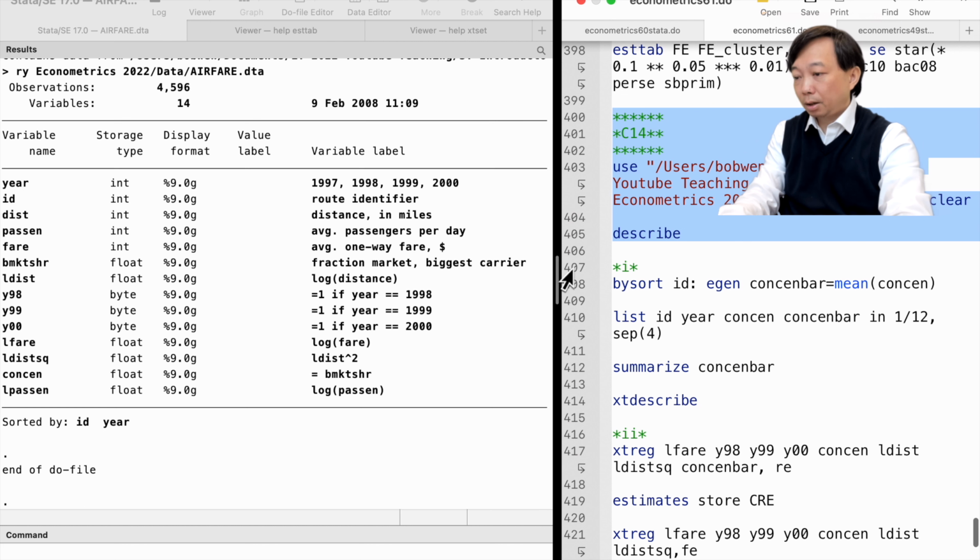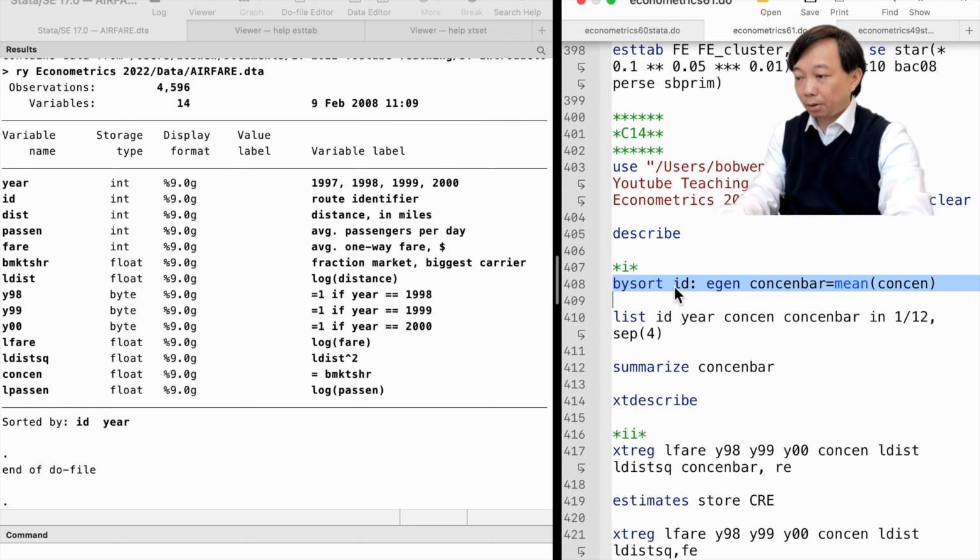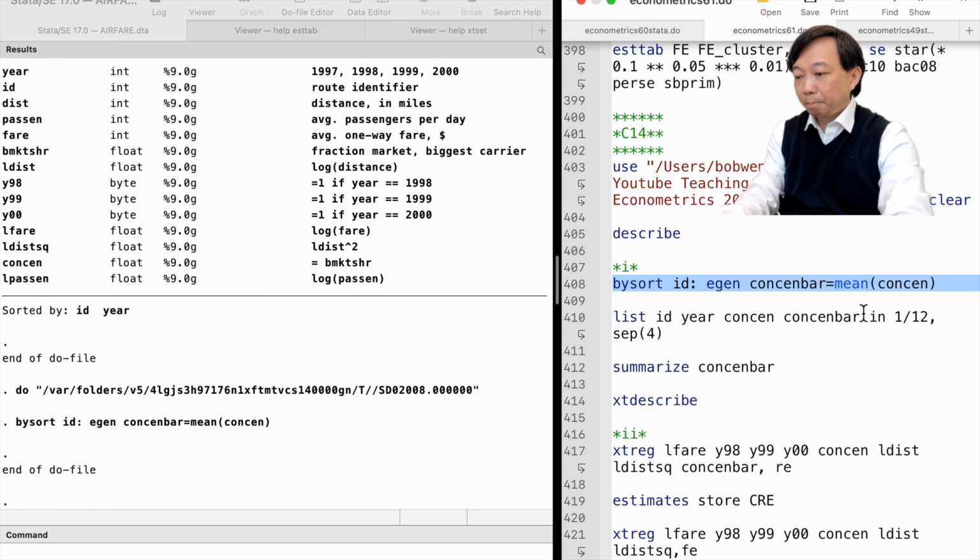We use the by sort prefix followed by the route ID. Within each group of ID, we compute the average concentration by using the egen command and the mean function. We can look at the structure of the data by the list command.